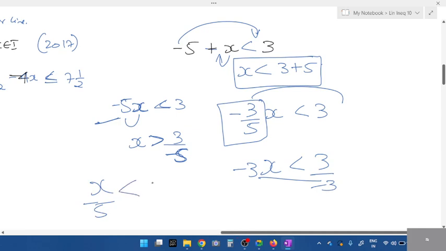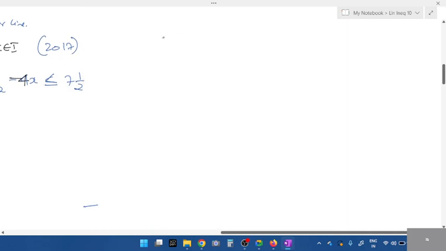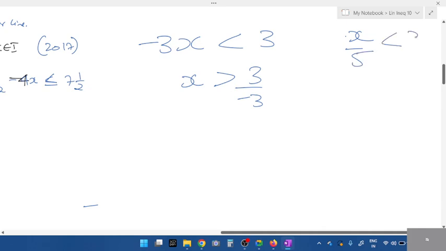X by 5 is less than 3. What happens to 5? Multiplied. Here there is 3 and 5. What happens to 3? 3 will get divided and 5 will get multiplied. I'll write it again. If just minus 3x is given, concentrate, x remains as it is, less than will become greater than because you are dividing a negative number. This is the answer. If x divided by 5 is less than 3, 5 should go to the other side because it is just below x, just close to x. And 5 is a positive number. If it is positive, the sign will not change, it gets multiplied.